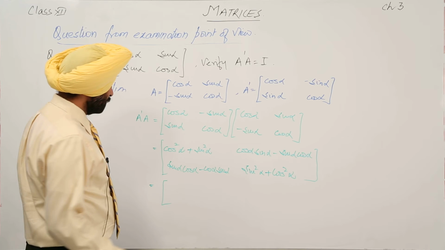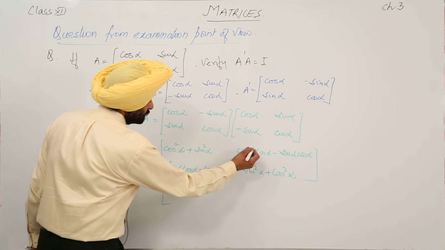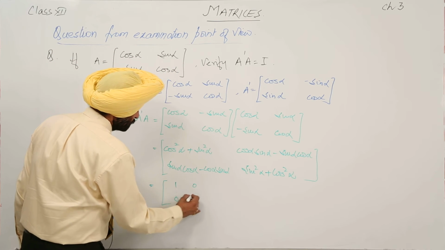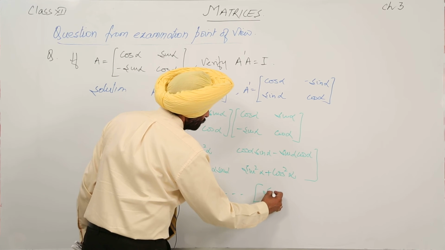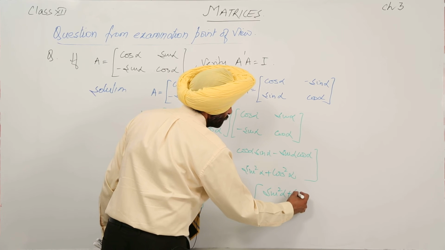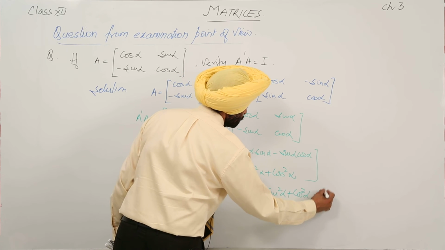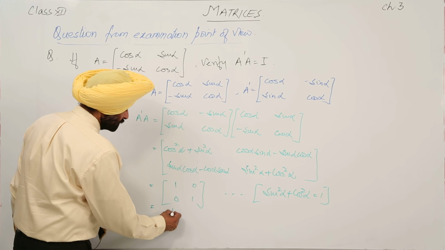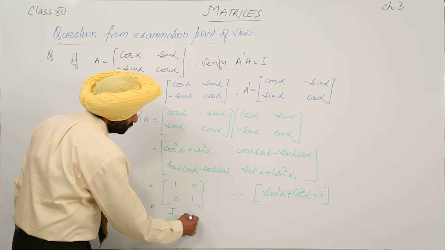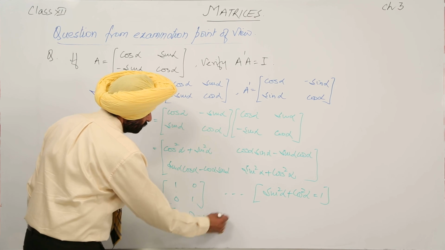Now sin square alpha plus cos square alpha is 1. These are the same terms, cancel, 0 and 1. Okay, and the reason is sin square alpha plus cos square alpha is equal to 1. And what is this? This is the identity matrix. Proved.